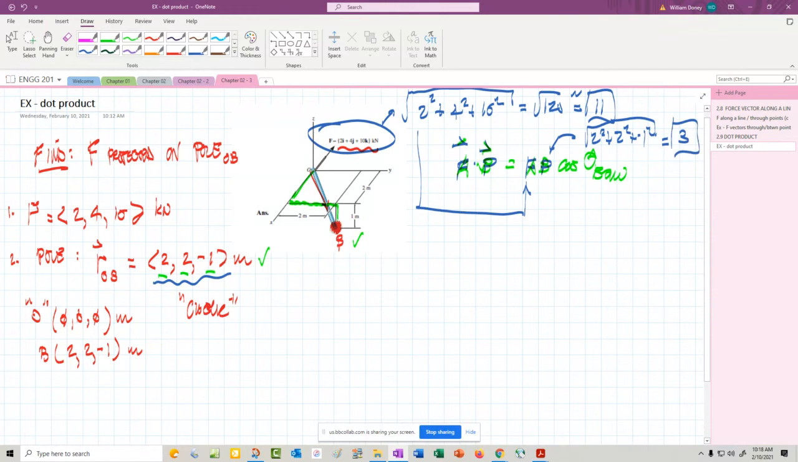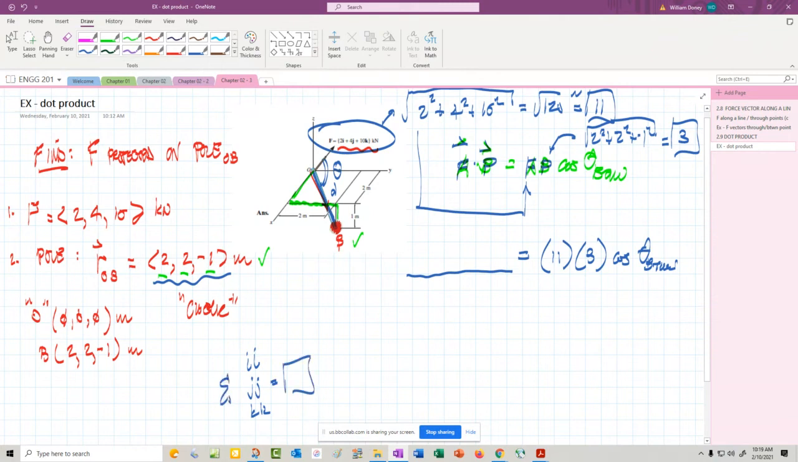And again, what do those numbers mean? That 3 is literally the length of that pole, or the distance between origin and B. All right, so on this side, we're going to have 11 times 3 cosine of that angle between the two. And the angle between is this right here. I'll put theta right there. What do we put on this side? Well, this side is the dot product, and the dot product means I'm going to multiply the i's, the j's, and the k's towards each other, and then add them all up to give me the answer.